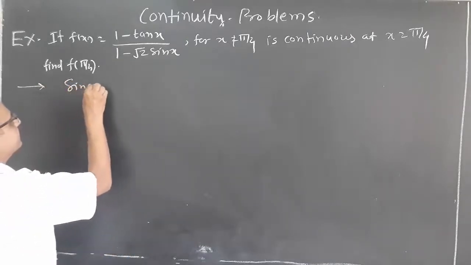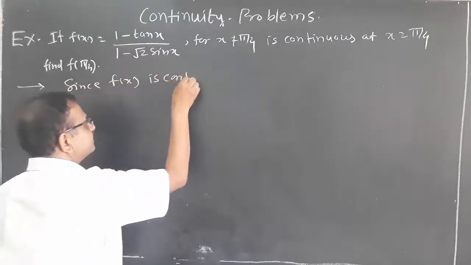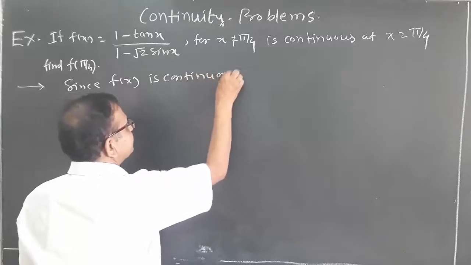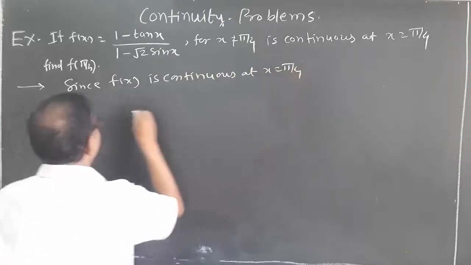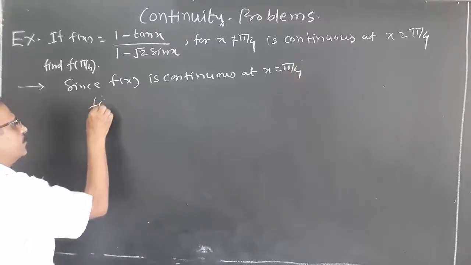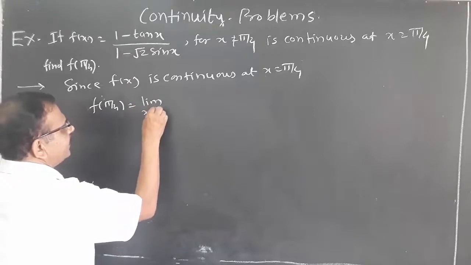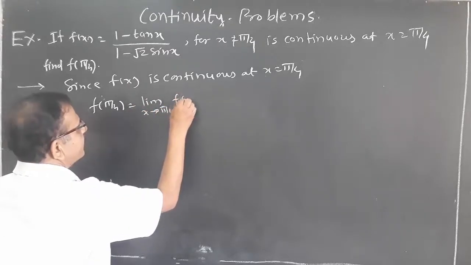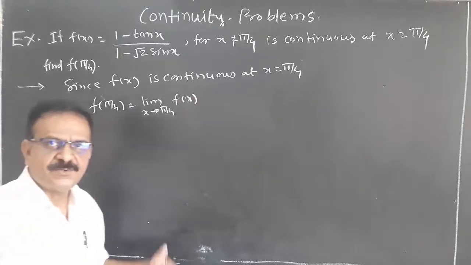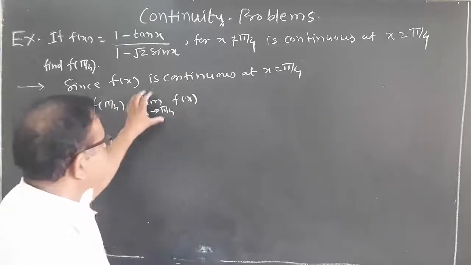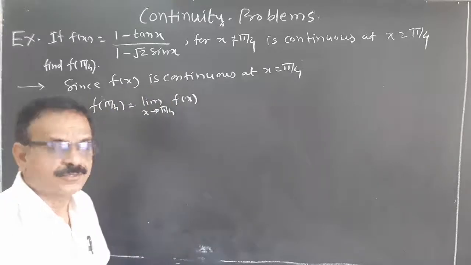since fx is continuous at x equal to pi by 4, f of pi by 4 equal to limit x tends to pi by 4 of fx. Limit x tends to pi by 4 of fx equal to f of pi by 4. Only we have to find this limit. And if this limit is obtained, then that value is nothing but f of pi by 4.